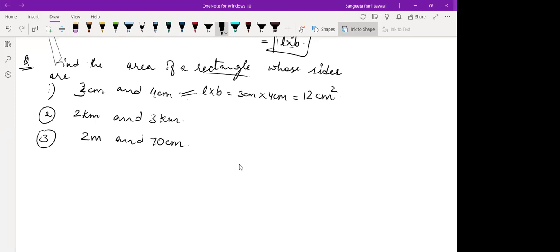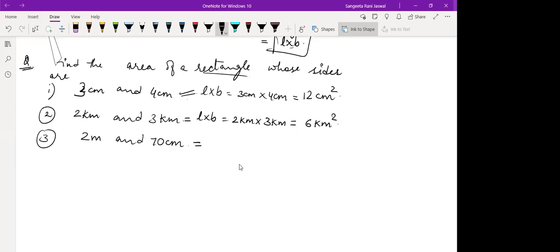Okay, very good. Ma'am, I got the answer for the second one. Very good, Harshit. Tell me. Ma'am, L into B is equal to 2 into 3. Yes, 2 kilometers into 3 kilometers, which is equal to how much? 6 kilometers square. Very good.